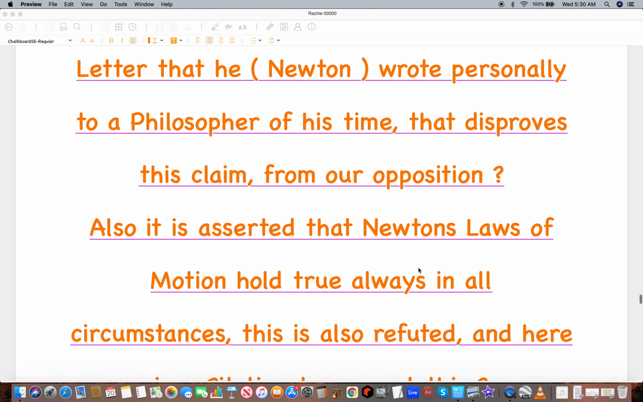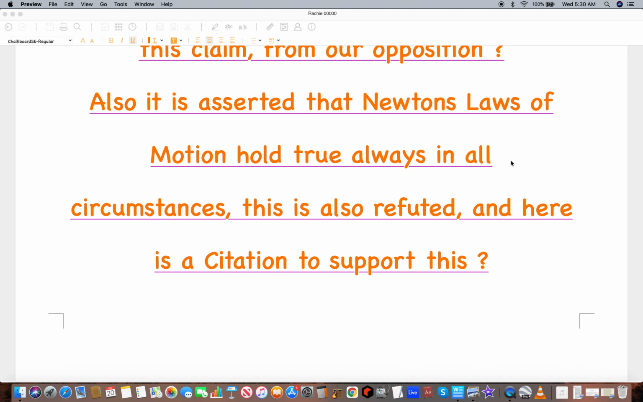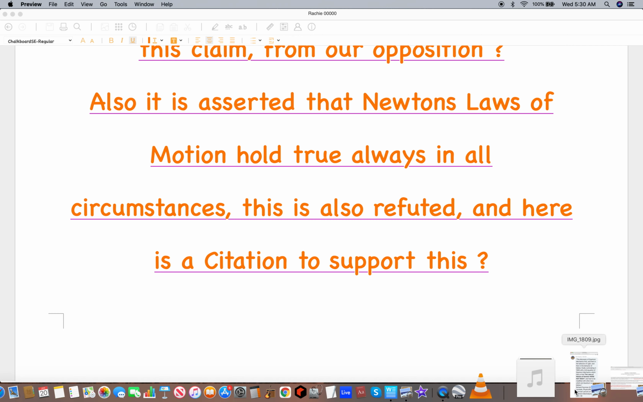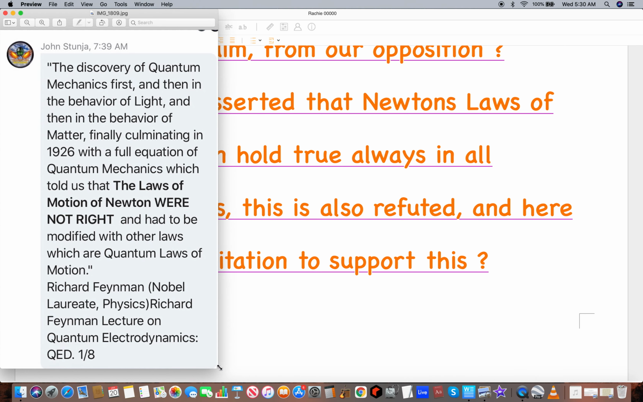Okay. So, also it is asserted that Newton's laws of motion hold true always, in all circumstances. This is also refuted, and here is the citation to support this. Okay, so let's make this a bit bigger, bring it into the center a bit.